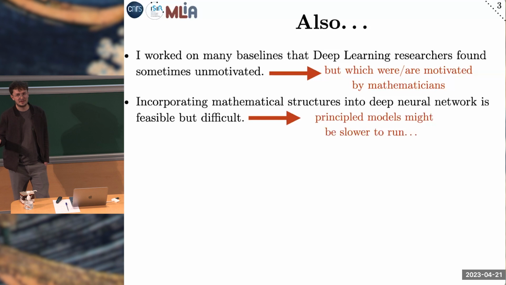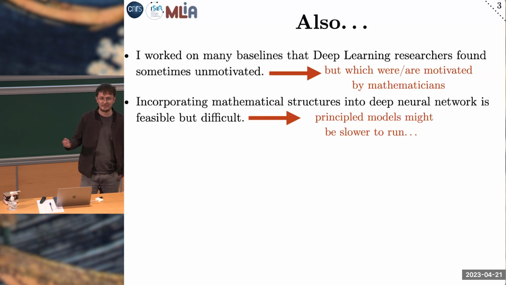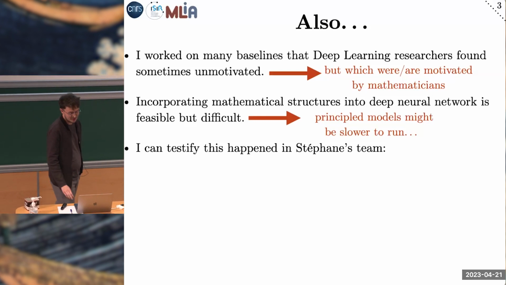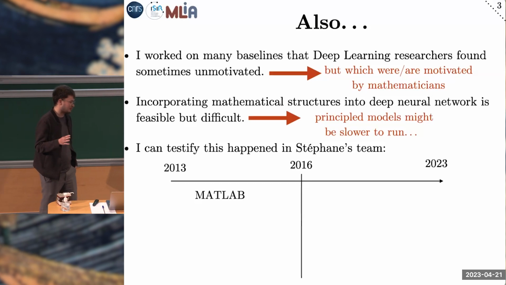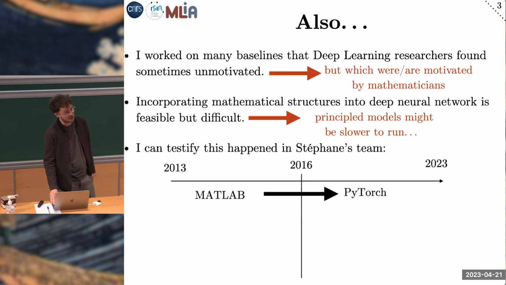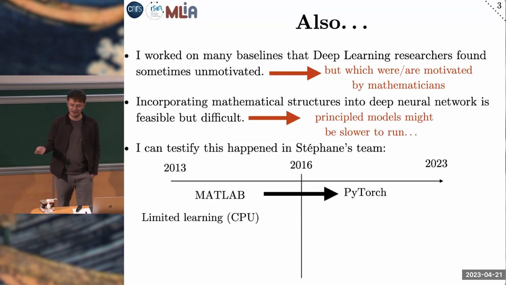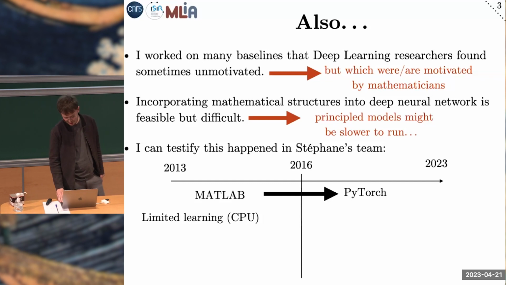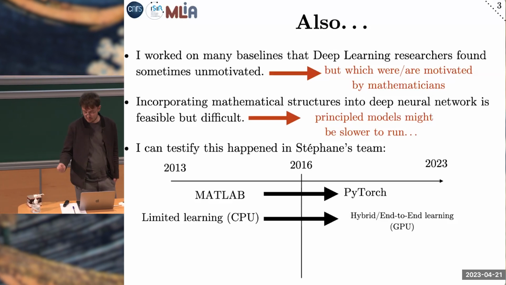And one of the reasons, and I guess some of Stefan's PhD students now might have the same feeling, is that sometimes principled models can be very slow to run. I can also testify that those facts happened in Stefan's team. I think the moment, the year where it happened was in 2016, if I'm correct. It's when we went from MATLAB to PyTorch, for example, going from CPU, where we were using limited learning. What I mean by limited learning, for example, is training SVMs on those clusters at the ENS, going to some hybrid or end-to-end learning and using GPUs.